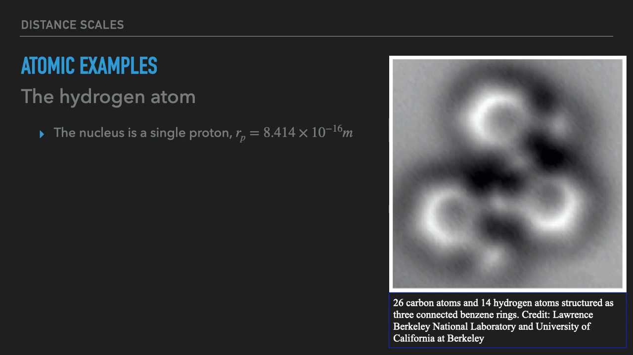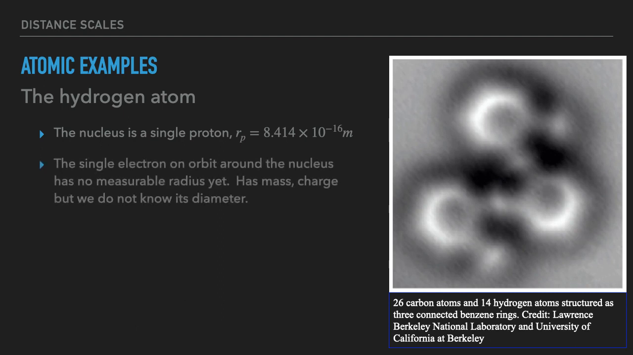And over here to the right, you can see some carbon atoms and hydrogen atoms arranged into 3 benzene rings. This is one of the very first images that scientists ever captured of actual molecules. Because they're so small, normally you don't photograph them. Well, until recently, you didn't photograph them, but these guys figured out a way over there at Berkeley.